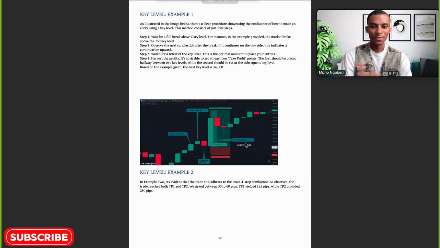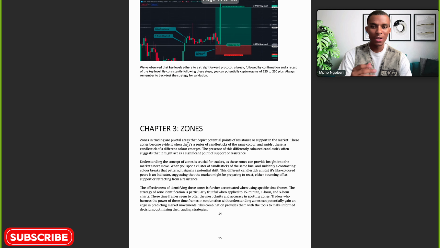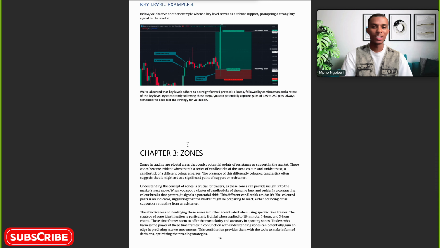Today, with the key levels, I saw people getting good entries on the 43,000 key level. USDT was there, so I saw people getting entries like crazy there. Wow, that was amazing, all those good results. So today we'll be looking at chapter 3. Chapter 3 is zones. That's what we're gonna look at.